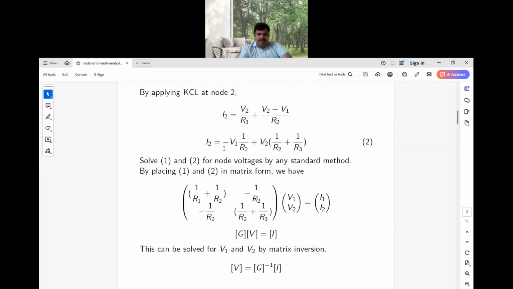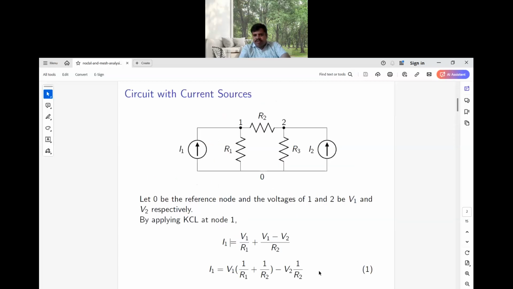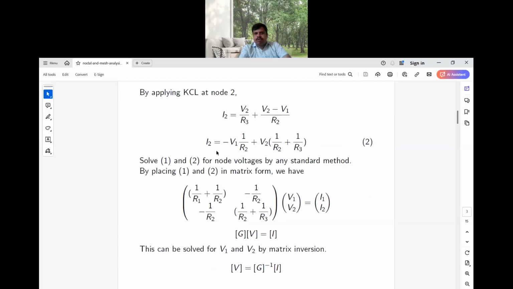Now in this equation, group the terms of V1 and V2, and you will get one more equation. If you take the coefficients of V1 and V2 in the two equations, the first equation is this one and the second equation is this one. If you put these two equations in matrix form, then you will get this one. So we will get one matrix.